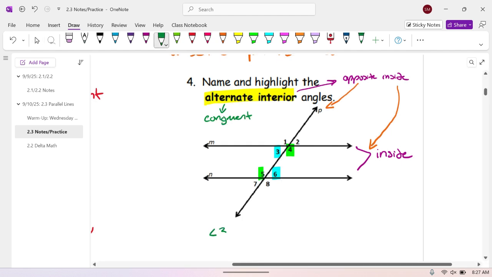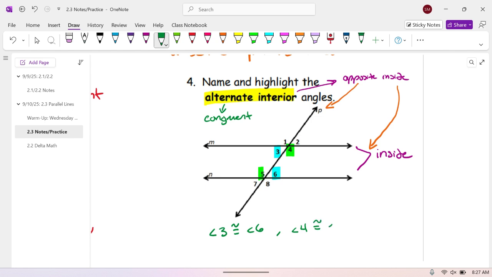So that means angle 3 is congruent to angle 6, and angle 4 is congruent to angle 5. Again, alternate interior means they're on opposite sides of the transversal, inside the parallel lines, and make sure those angles are also diagonal from each other, just like what opposite angles means in any other part. Any questions on alternate interior?